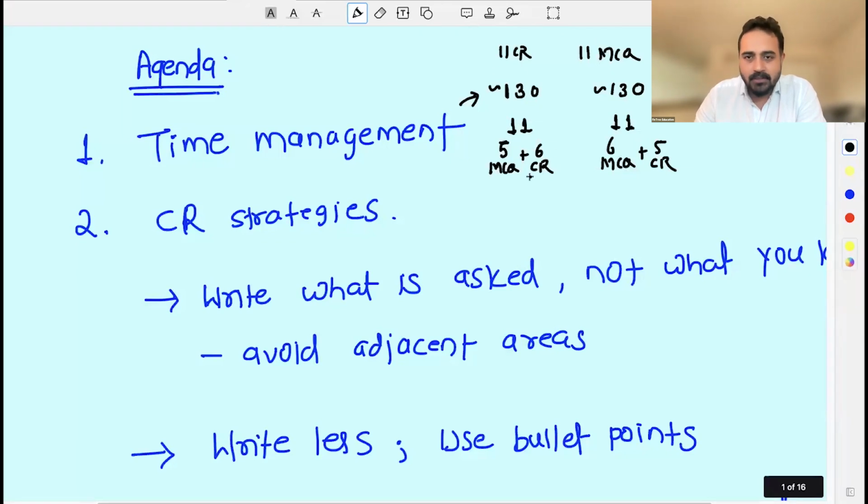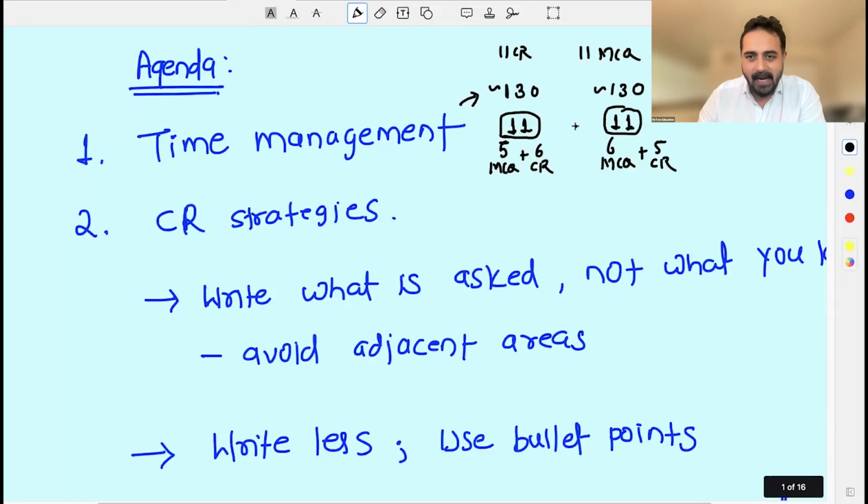Now there are two ways in which you can approach this. Some candidates prefer to deal with all the CR first, then they go to MCQs. Some candidates prefer to do all the MCQs first, then they go to CR. Now, I feel that there is a significant risk in both strategies, because if you do CR first, what if you take too much time? So you don't have enough time for MCQs and you lose out on easy points, right? If you do MCQs first, what if you don't have enough time for CR?